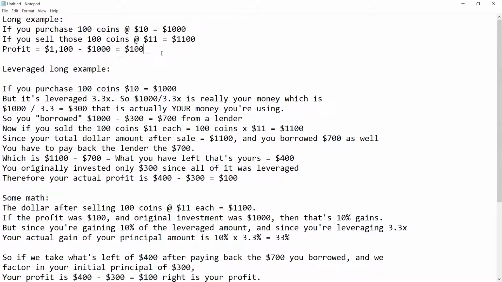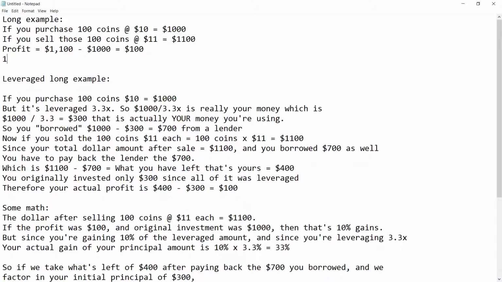So that's very basic, and that's what we all understand already, right? So just one more time, you buy 100 coins at $10, and then that's equal to $1,000. If you sell it for $11, that's equal to $1,100 minus $1,000, right? Which is equal to a 10% profit, right? 10% profit. Now that everybody knows already. And now I want to explain what a leveraged long example is, okay?